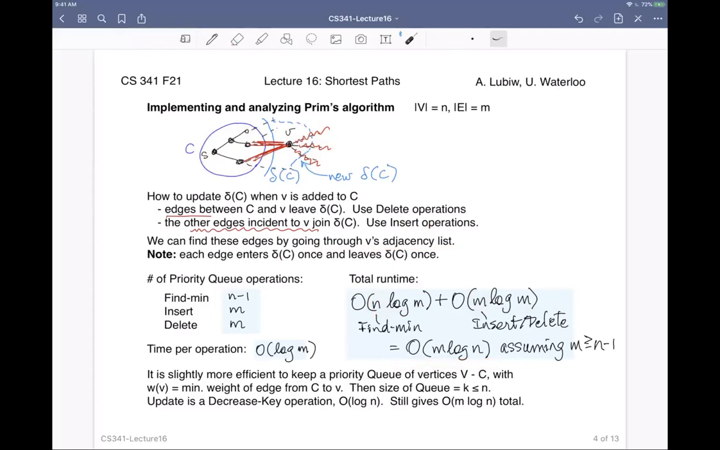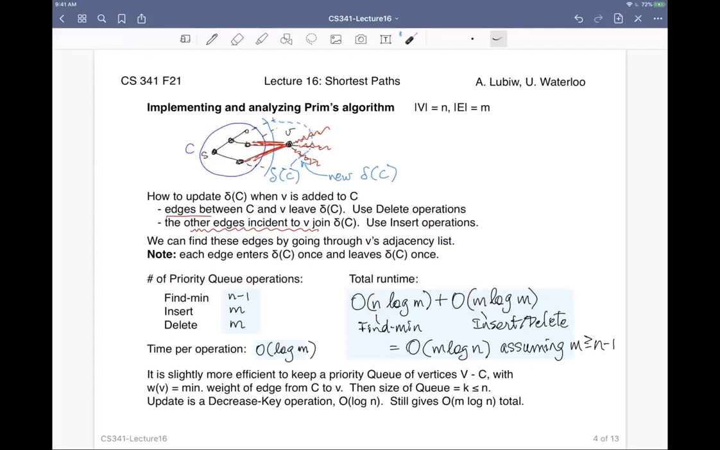We are using perhaps a more basic data structure, just a priority queue data structure. Whereas if you remember for Kruskal's algorithm, we needed the union find data structure, which was not something I think that you did in CS240. It's not so basic.